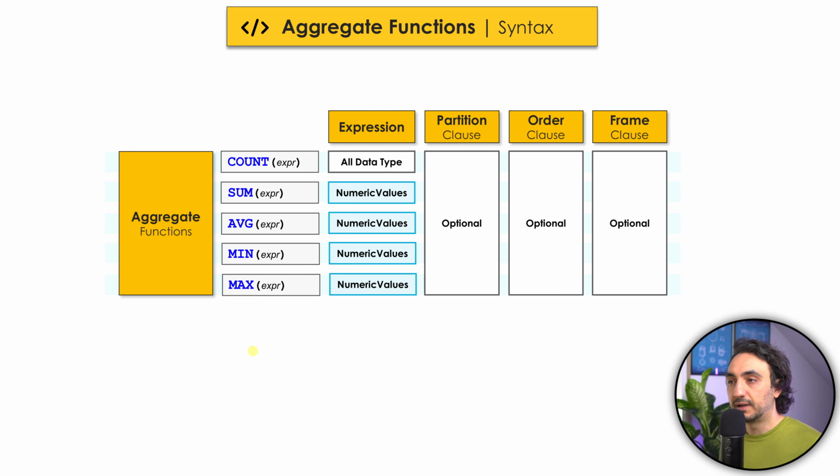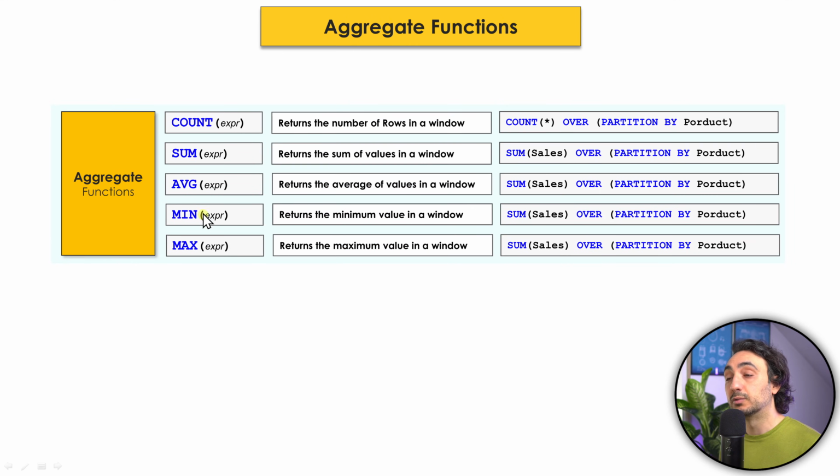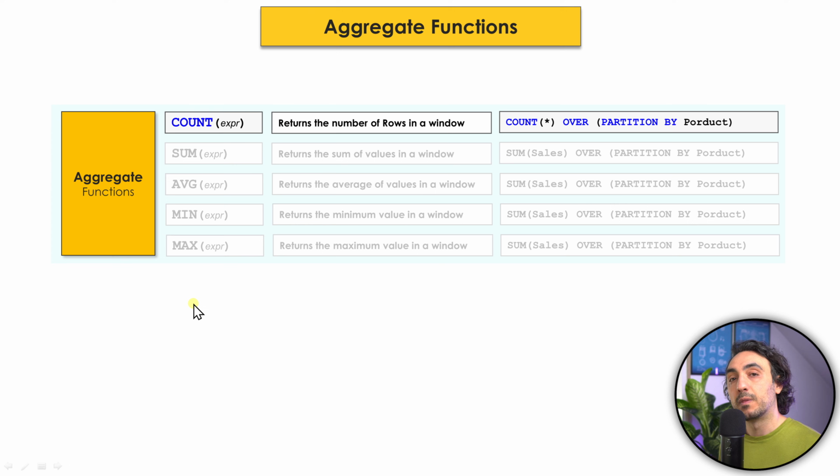Let's have a look to all functions. So we have the count, sum, average, min, max, and as you can see, only the count accepts all data types as an expression or arguments. All others require you to have a number as a data type. And for all functions, the partition by is optional, the same for order by and frame. So everything is optional over here. So now what we're going to do is that we're going to go and deep dive into each of those functions in order to understand how they work, what are the use cases, and of course we're going to practice in SQL. So we're going to start with the first one, with the function count.